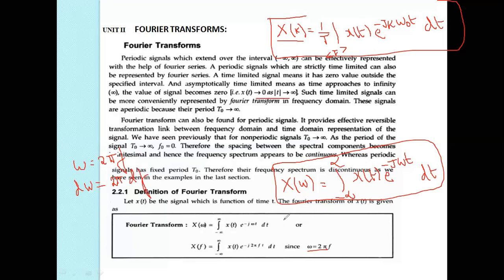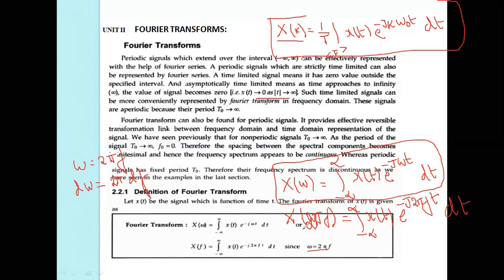Now you can change this function as X of omega. That omega I can represent as 2 pi f, is equal to the integral from minus infinity to infinity of x of t, which is the same thing. Now I'm changing this function as e power minus j 2 pi f t, and it's all t functions only. You can write it as a t.